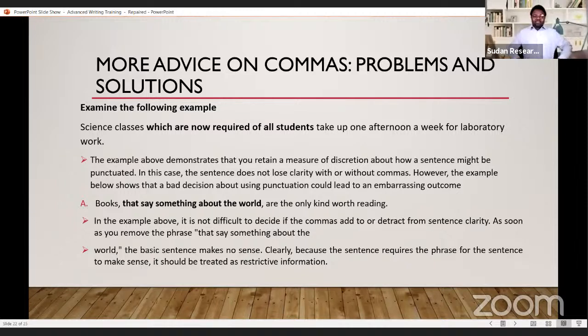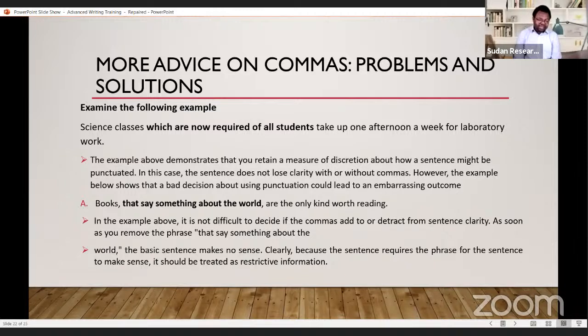So this is the situation that I would like to explain more. The thing is, here you can put the punctuation before "which" and after "students", or you can omit them. If you omit them, it's okay. The meaning is still complete. And if you do include them, I think the meaning will still be complete. Science classes take up one afternoon a week for laboratory work, or science classes, which are now required for all students, take up one afternoon a week for laboratory work.